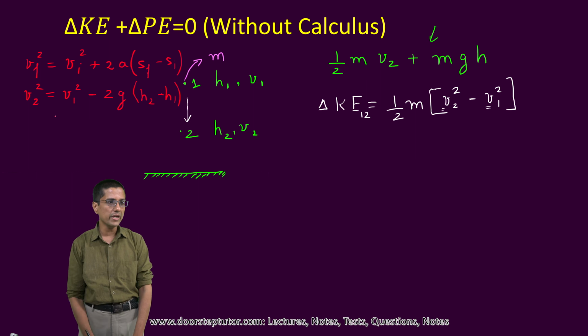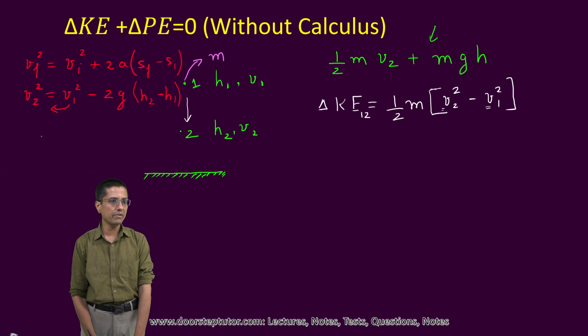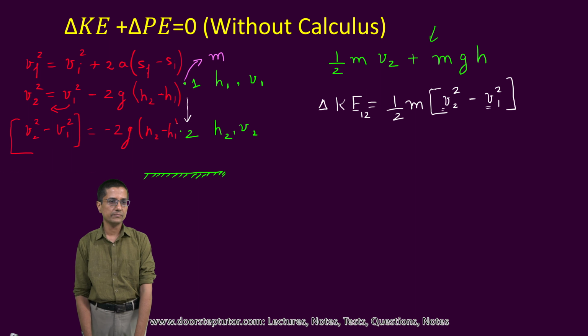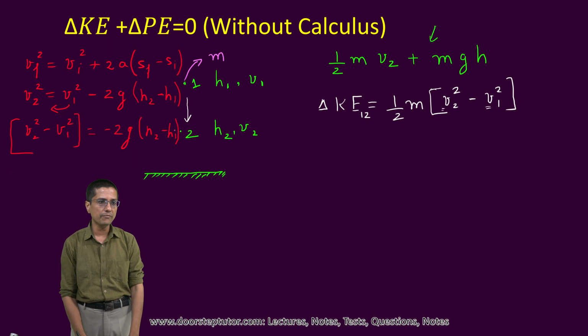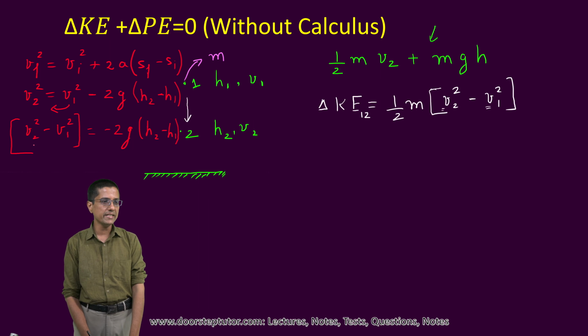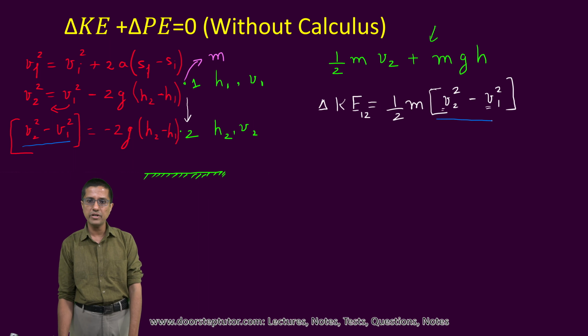Now I simplify a little bit more. I take V1 to that side, and this becomes V2 squared minus V1 squared. I put it in square brackets, we will see why in a second, is equal to minus 2g times (H2 minus H1). So this is what we have come up with from the third equation of motion.